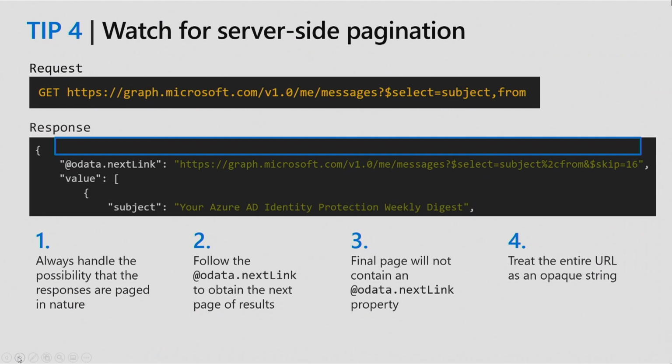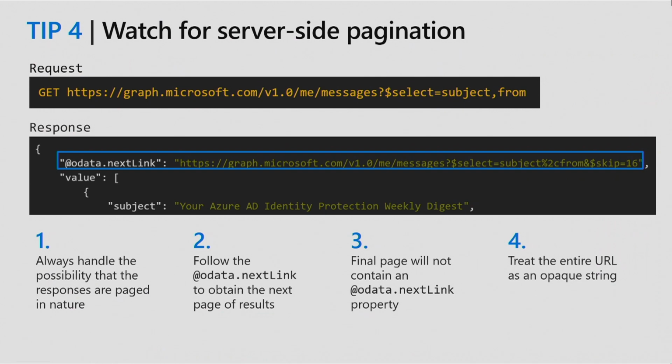But what you have to realize is that you need to go look in that payload to see if there's an @odata.nextLink. And that is a signal to you that we have paginated it. And if you want to get the next page, you're going to need to follow that @odata.nextLink.